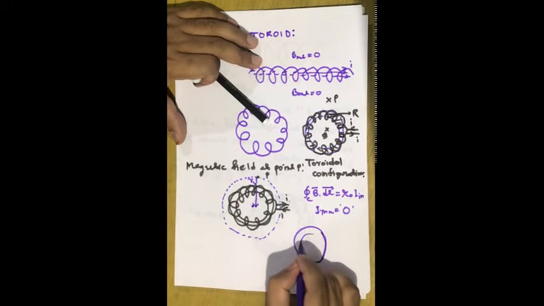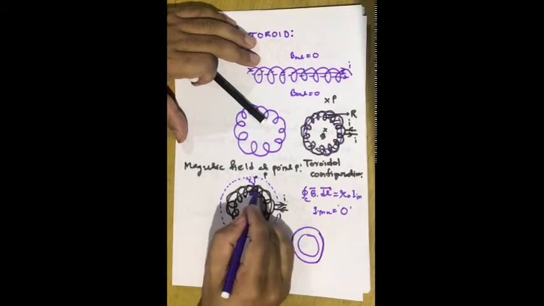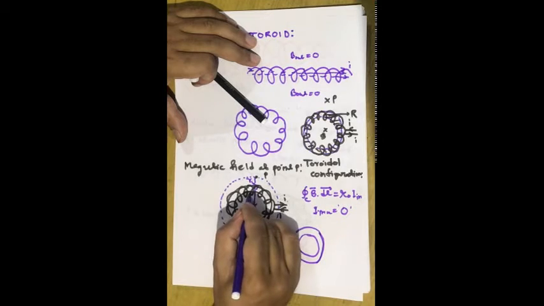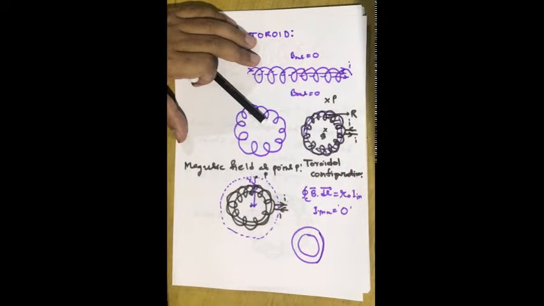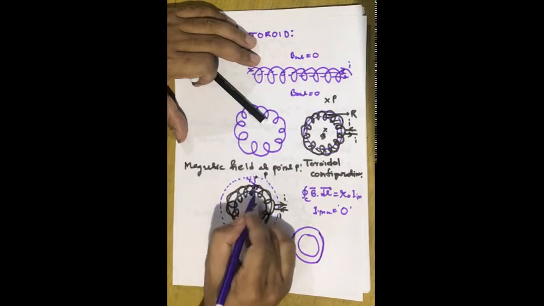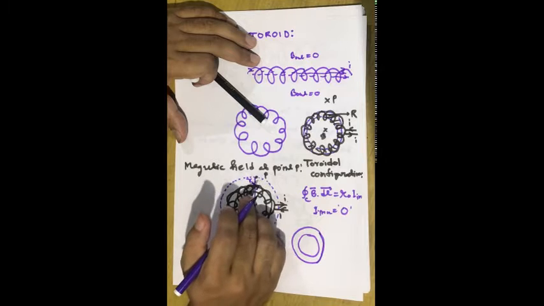Suppose these two regions. Okay, so here at this point you can see the current is leaving the surface, but at this point you can see the current is entering into the toroid. Okay, so at this point the current is leaving the surface, and at this point the current is entering the surface.